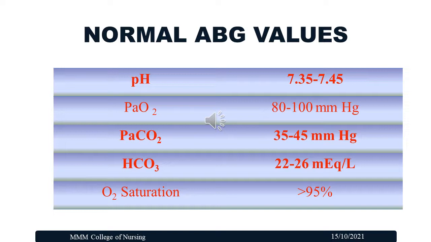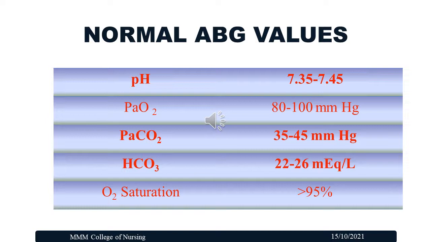Now let's see the normal ABG values. pH. The normal pH is 7.35 to 7.45. Next is the partial pressure of arterial oxygen, which is 80 to 100 mmHg. Partial pressure of arterial carbon dioxide is 35 to 45 mmHg. This will tell if the problem is respiratory in origin, as carbon dioxide is regulated by the lungs. Bicarbonate. This refers to the metabolic changes and refers to the renal system, and the normal value is 22 to 26 milliequivalent per liter. Oxygen saturation should be above 95%.